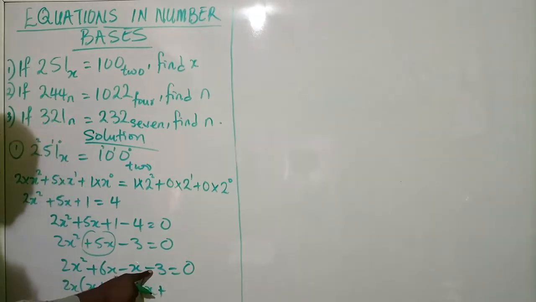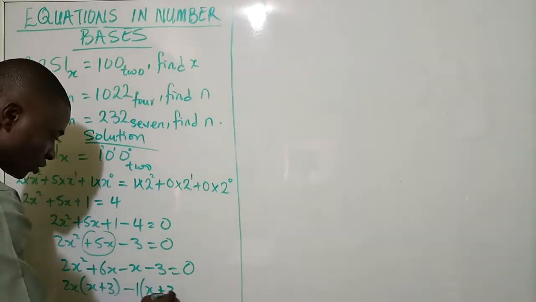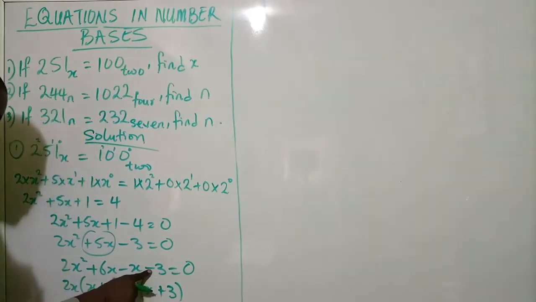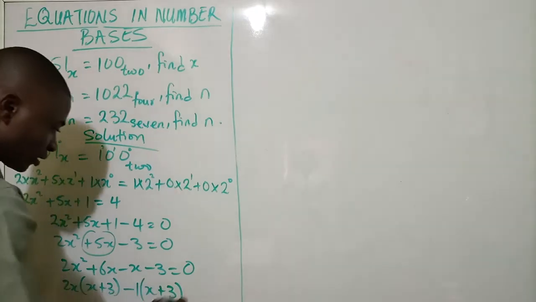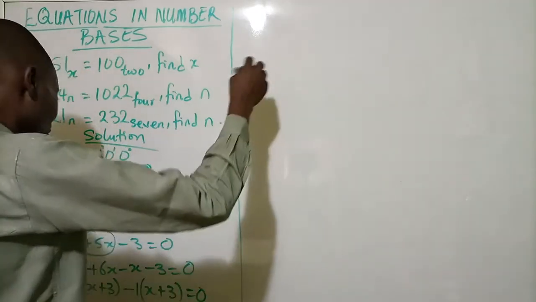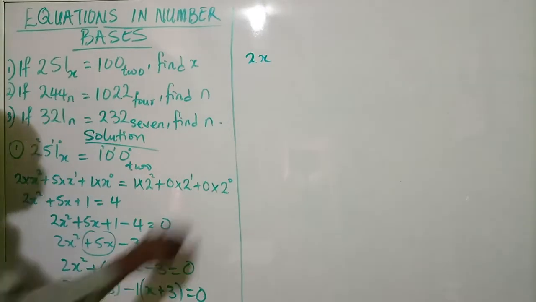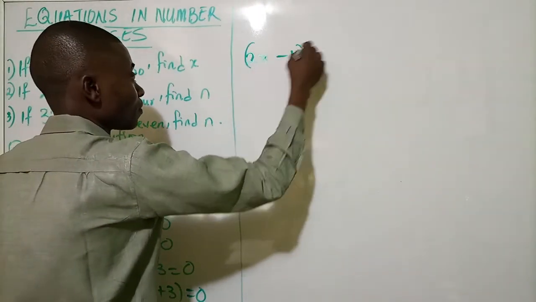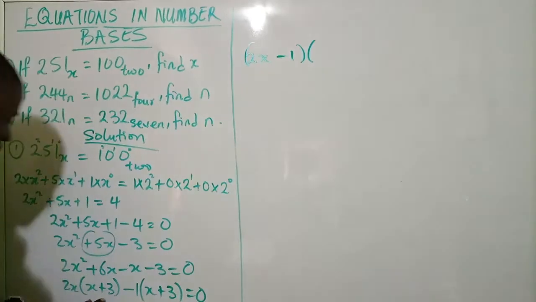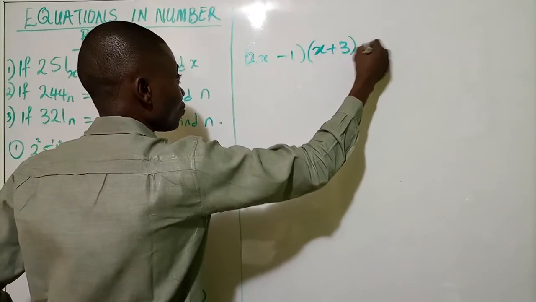Minus times plus gives minus. So minus 1 times 3 gives minus 3. So minus times minus is plus 3, equals to 0. If you look at the bracket, they are the same. So we take one of them. That was 2x minus 1, open bracket, we take one of them, x plus 3 equals to 0.